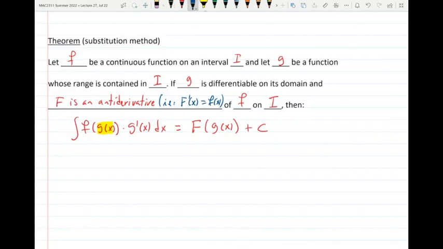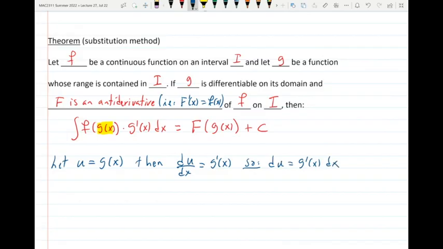So let u be equal to g of x, okay? Then remember, this means that I can take the derivative of u. So then du dx is just g prime. And as I mentioned before, that means that we can say then that du is going to be equal to g prime of x dx. Okay? All right.